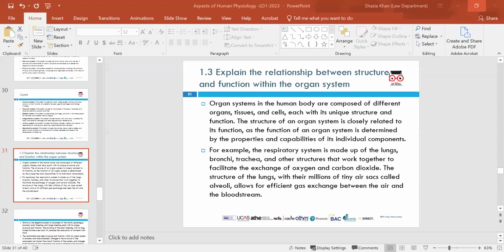So organ systems are composed, like we said, of different tissues, and all of them work together because each one of the elements works together. It's a complex thing, but the organ systems have to work together to perform a certain function. For example, the respiratory system is made up of lungs, bronchi, trachea, and other structures that work together to get oxygen, and the structure of the lungs, the air spaces. So they have to work together to maintain this.